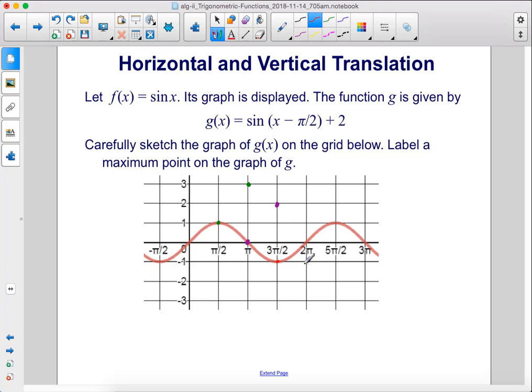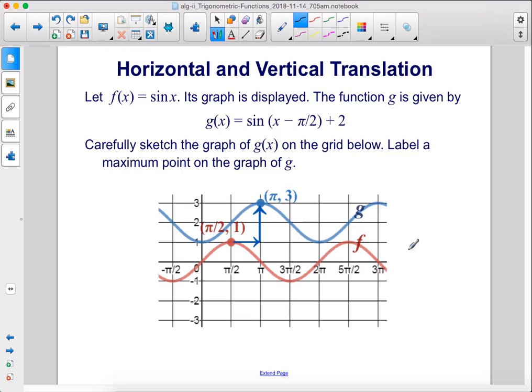This point is going to go to the right 1 and then up 2. This point is going to go to the right 1 and then up 2. So here we see the maximums are now up here and the minimums are down here. So we can draw our graph and it looks something like this. I'm not very good at drawing, but our new graph looks something like that. And here we have a much nicer drawing of our g function.